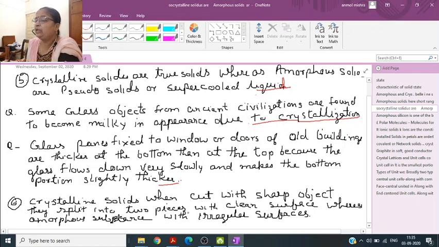Next point is that crystalline solids, when they are cut with a sharp object, split up into two clean pieces, whereas amorphous substances do not split up with a clean surface, they split up with an irregular surface.